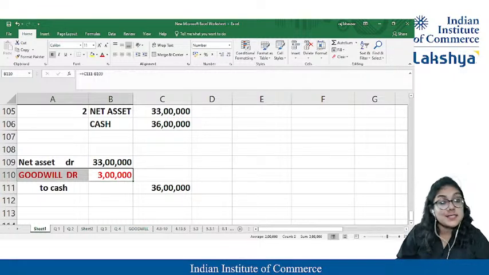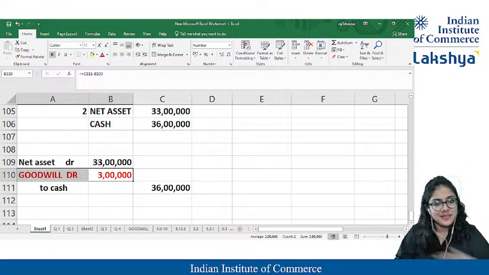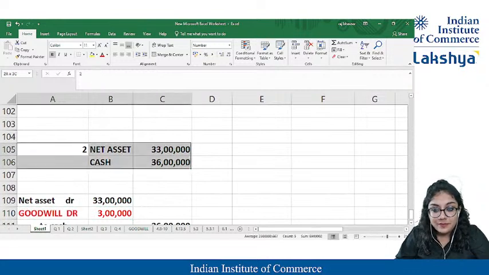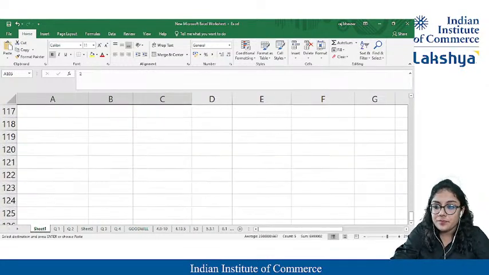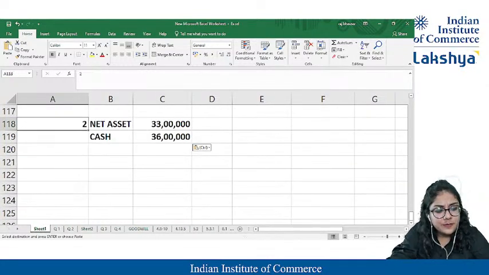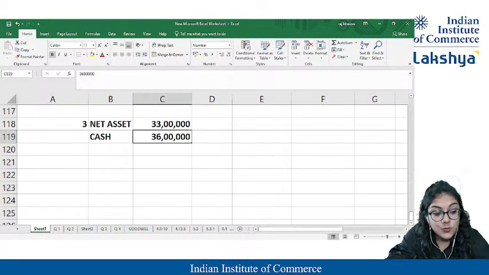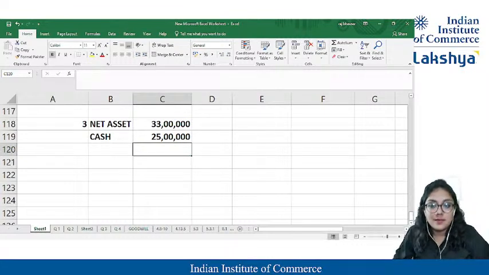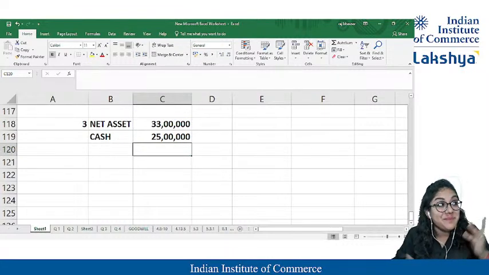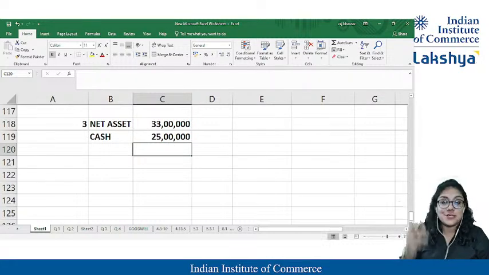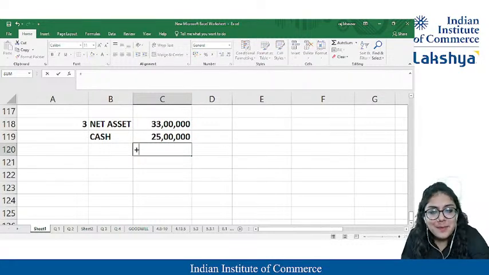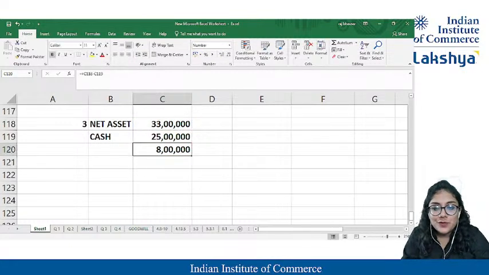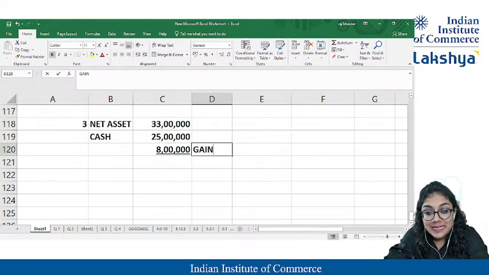But if I reverse the situation, let's copy the question and frame it for the third part. In spite of these, you made a payment of cash of only 25 lakhs. Oh, so less. Yeah, so less. So I'll be very happy now. I'll purchase at a reduced price. I am getting that company at a discounted price. So 8 lakhs, I'll be happy. That's a gain for me.